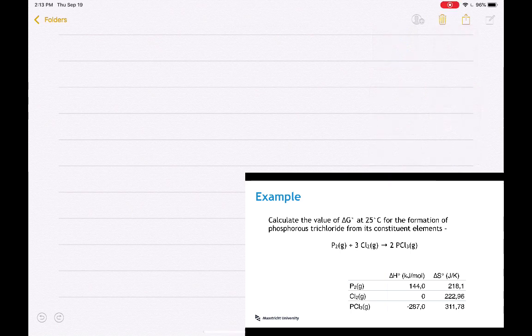So here's a problem where we need to calculate the value of the free energy change, delta G, at 25 degrees Celsius, knowing the delta H of the products and reactants and the delta S of the products and reactants. So the two things that we need first are our delta H of reaction and our delta S of reaction. So let's take a look at those things.